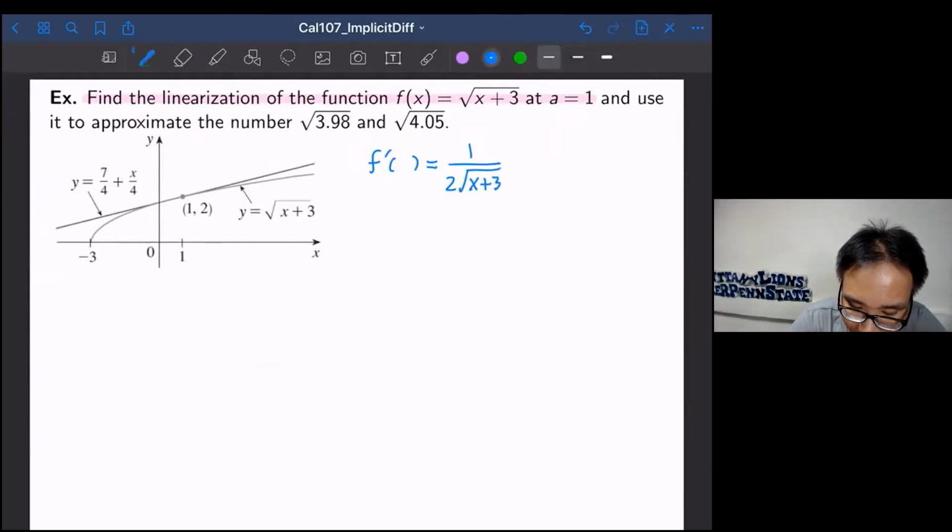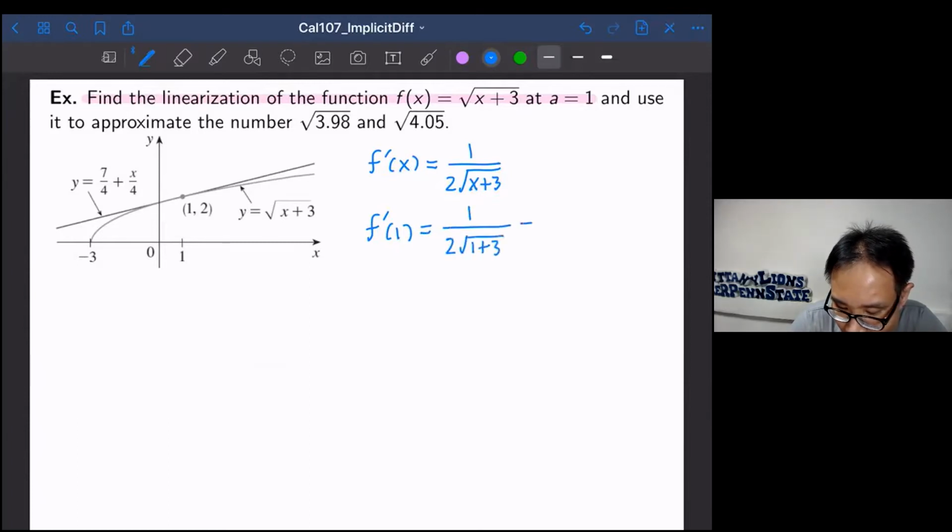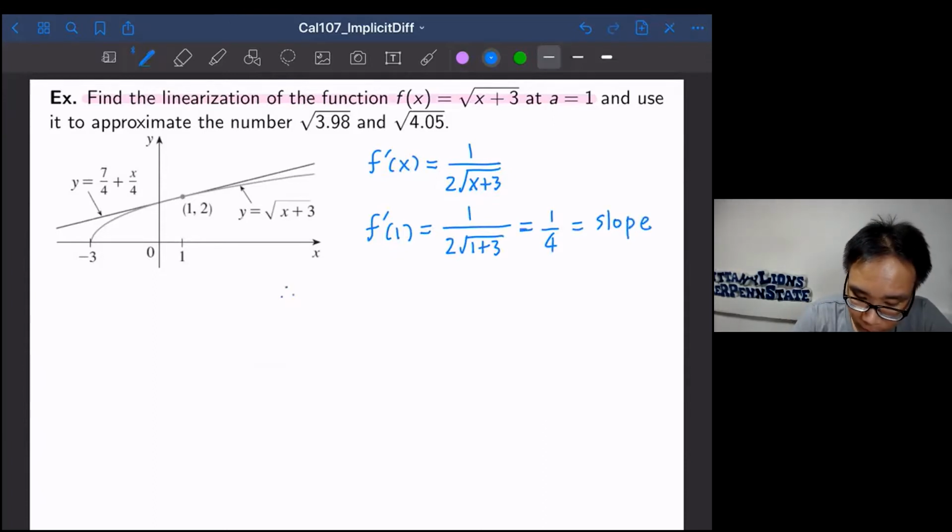Sorry, it's going to be f prime of x first. So you get f prime of 1 equal to 1 over 2 root 1 plus 3. So it's going to turn out to be 1/4. This one will be your slope, and you're going to need the point.